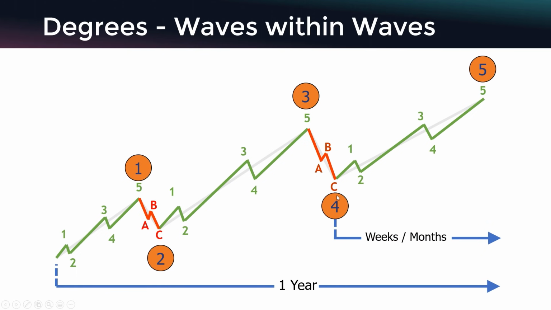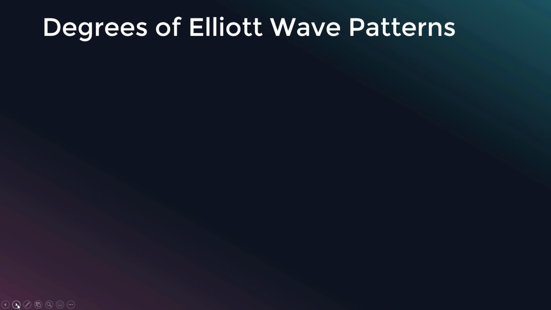Now these patterns are described as being of different degrees. The larger pattern that took a whole year would be a primary degree impulse pattern, while the last leg of that pattern that took only weeks to months would be an intermediate degree impulse pattern. This concept of degrees is one of the reasons why people can be confused about Elliott wave counts. People can be focused on different degrees and therefore disagree about the current wave count.